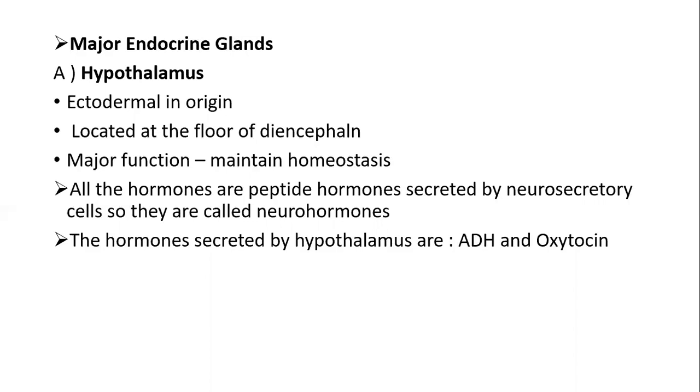It controls the secretory activity of pituitary gland by the release and inhibiting hormone. All hormones of the hypothalamus are peptide hormones. They are secreted by neurosecretory cells, and that's why they are known as neurohormones. The hormones secreted by hypothalamus are ADH, that is antidiuretic hormone, and oxytocin.